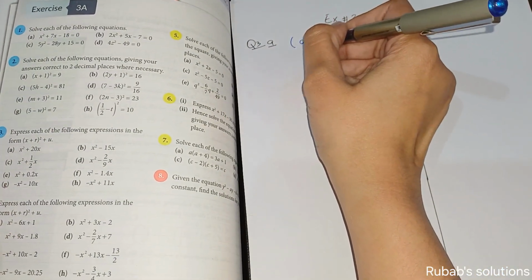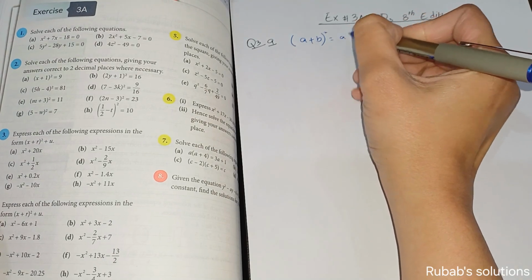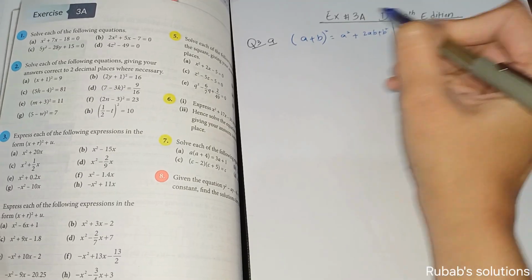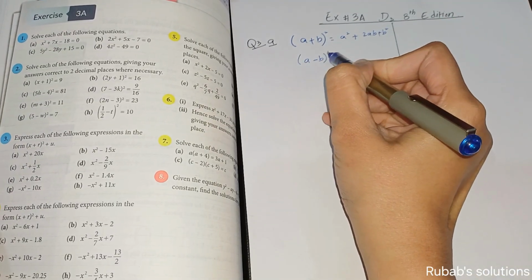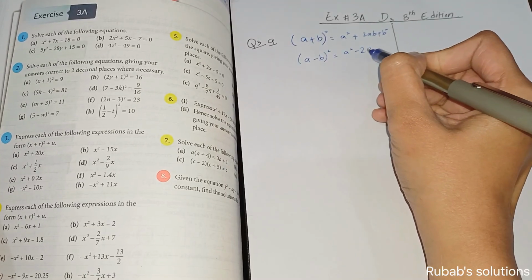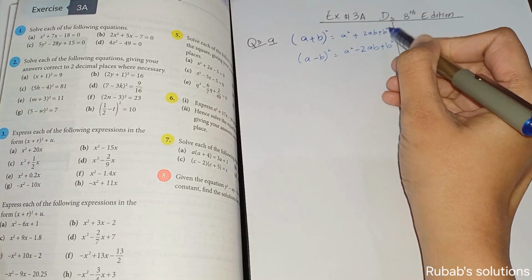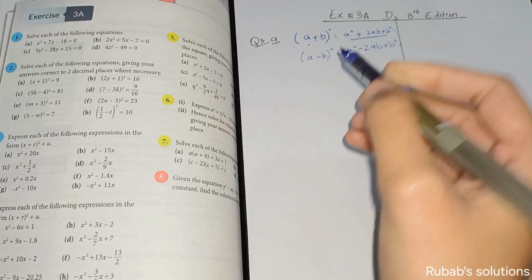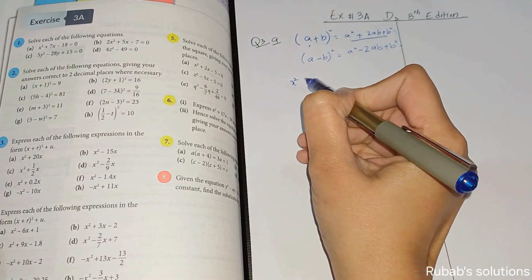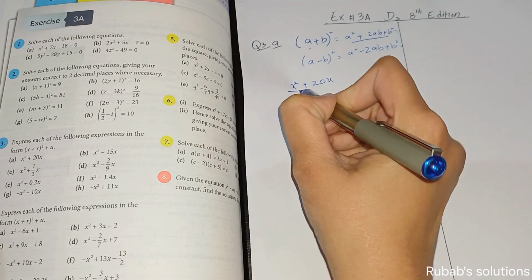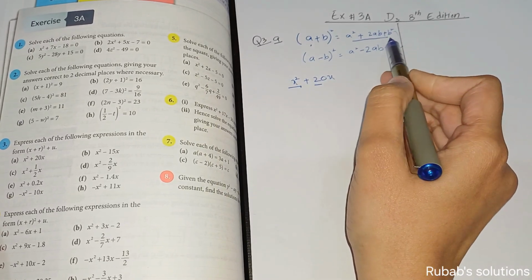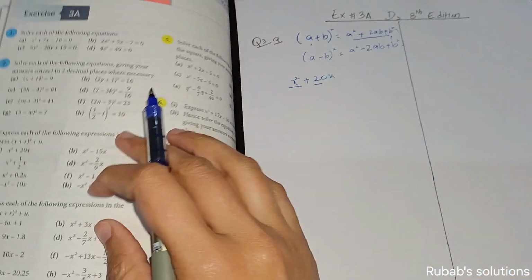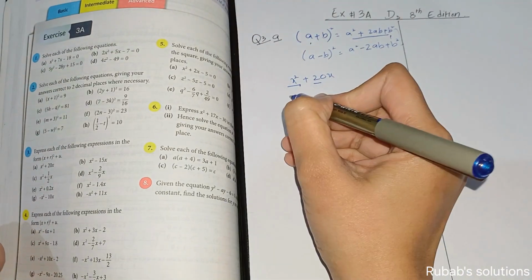One is (a plus b) whole square, this is equal to a square plus 2ab plus b square. Second formula is the negative one, that is (a minus b) whole square, this is equal to a square minus 2ab plus b square. Basically these two formulas we will apply, on this side we will apply, and we will figure out this side. Okay, from the given question, x square plus 20x, that means a is given and the central term, that is 2ab, is given while b is missing. So we have to figure out the value of b over here, and how you will figure it out, I will explain to you.